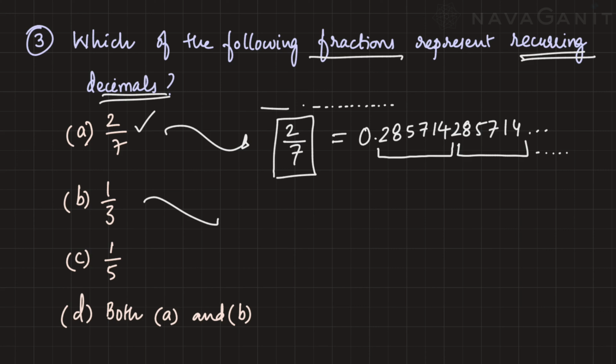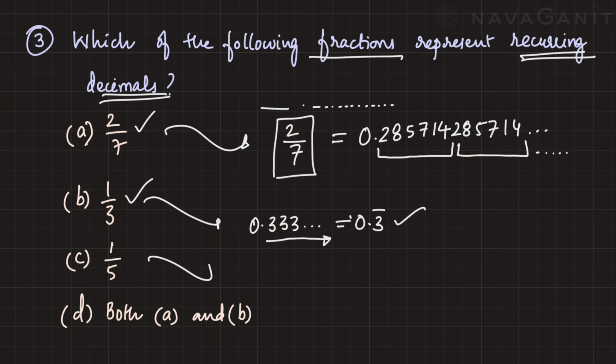What about 1 by 3? 1 by 3 is nothing but 0.333, and so on, that is 0.3 bar. So this is also recurring continuously. So this is also a recurring decimal.